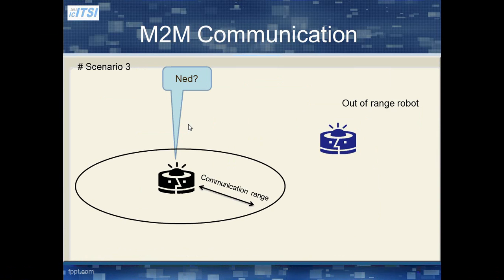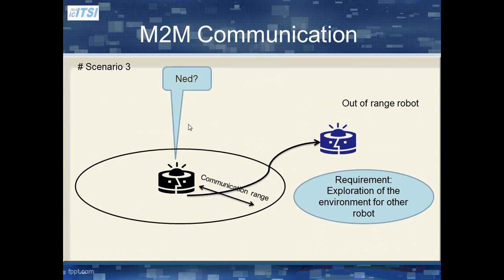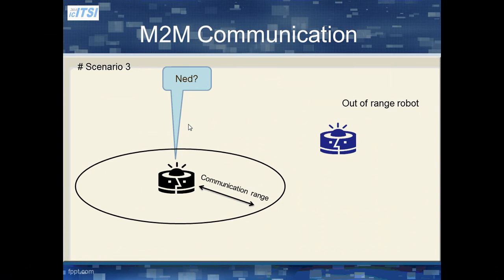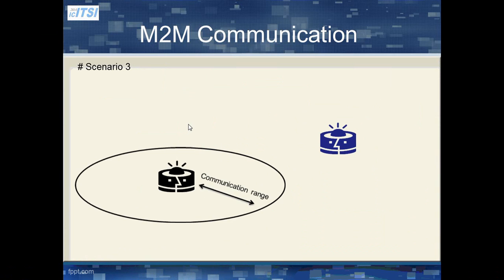The third scenario is where a robot wants to communicate but there is no other robot in its communication range. So to reach any other robot, it has to explore its environment. But if it detects any other robot, it can pass its information and we get back to either scenario 1, that is direct transfer, or scenario 2, that is the gossip algorithm.